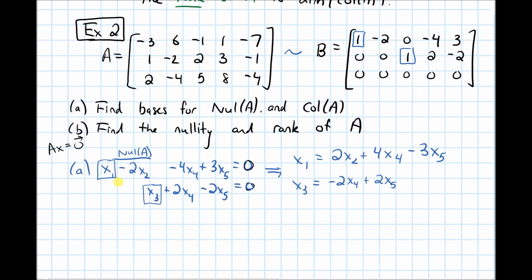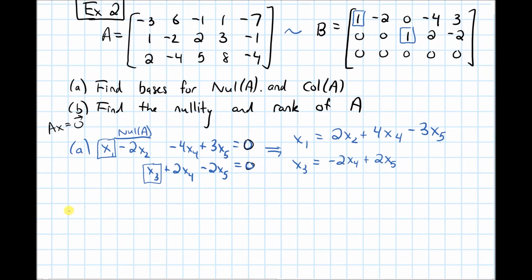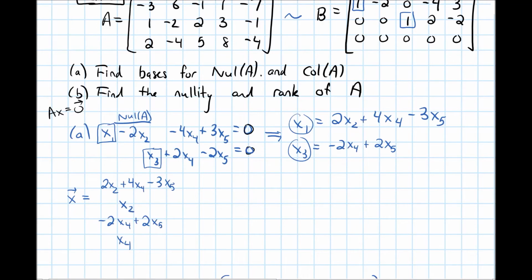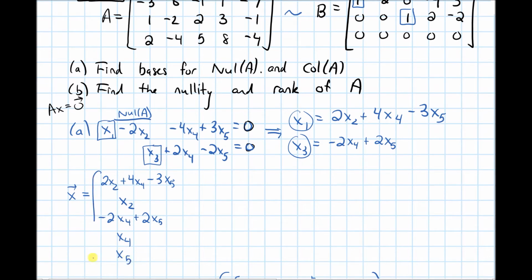Now that we've done that, we are ready to write down x in parametric vector form. With x, the first entry is x1, which was 2x2 plus 4x4 minus 3x5. x2 is free, so anything that's free, we leave how it is. x3, we know what that equals: negative 2x4 plus 2x5. Then x4 is free, so we leave that how it is, and x5 is free, so we leave that how it is. So the vectors in the null space look like this.